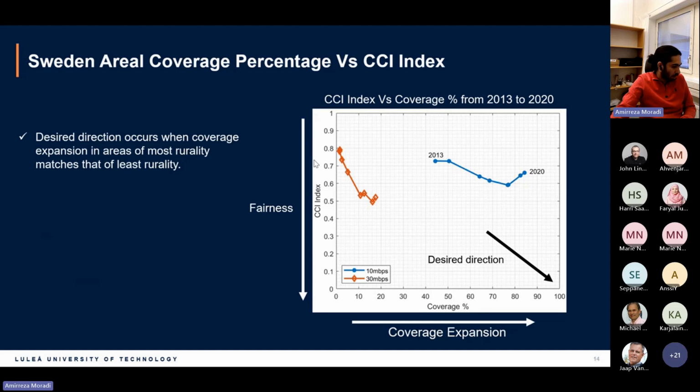But in the matter of the CCI index, you can observe that until 2018, the fairness started increasing. But after that, for the 10 megabits per second, the fairness also decreased. That means more urban areas benefit from cellular coverage. For 30 megabits per second, again, until 2018 there was really good progress in increasing the fairness. But after that, again, the fairness started to decrease. And our desired direction would be in this direction. The desired direction only occurs when coverage expansion happens in areas with most rurality rather than those of least rurality.